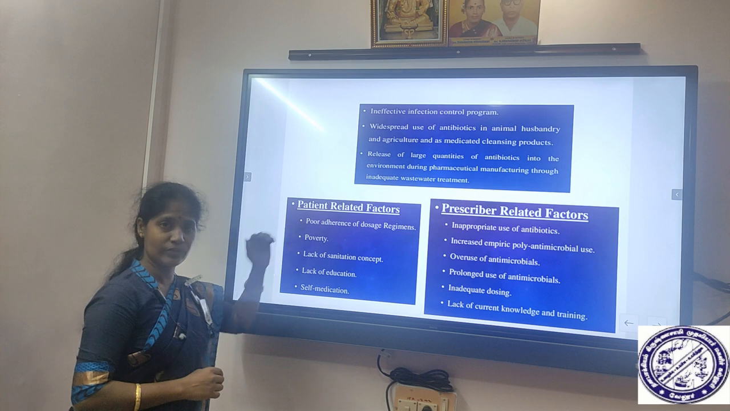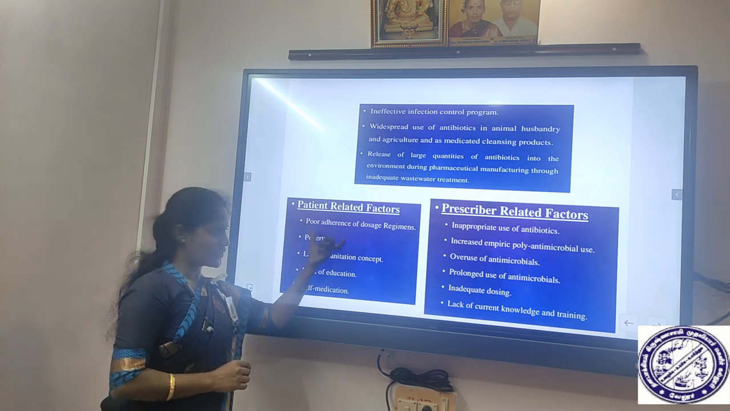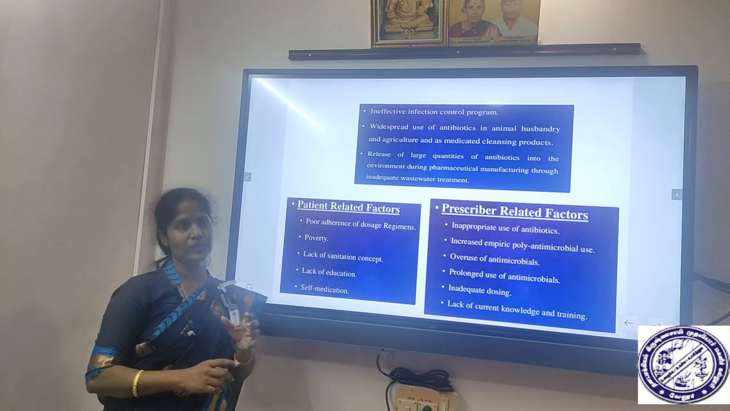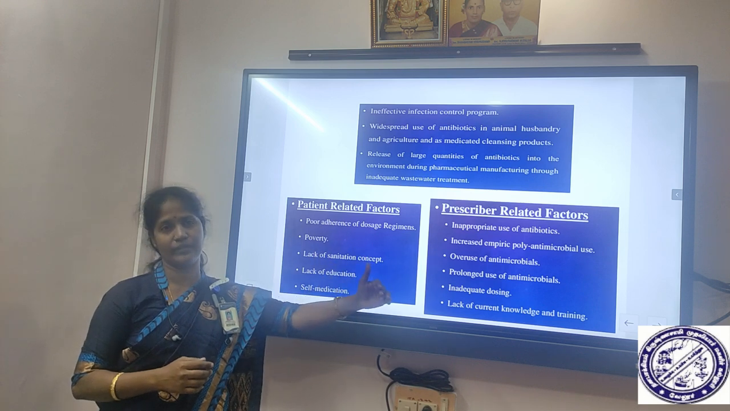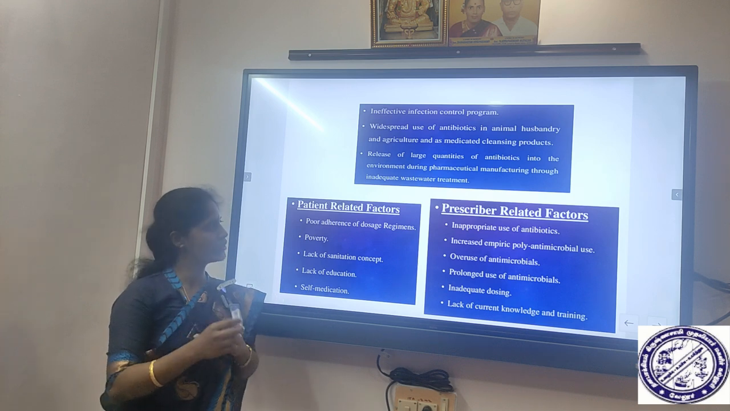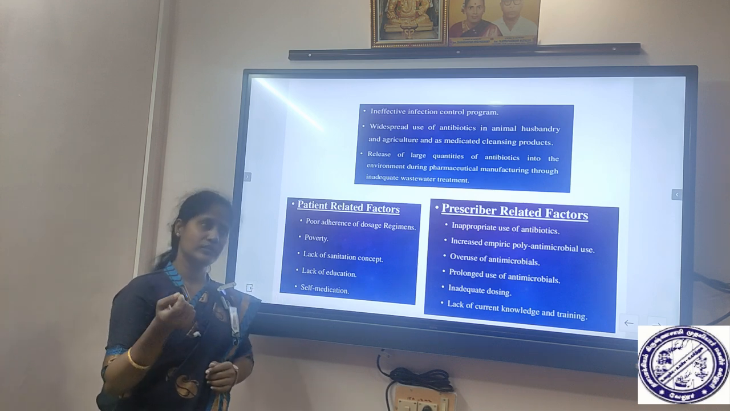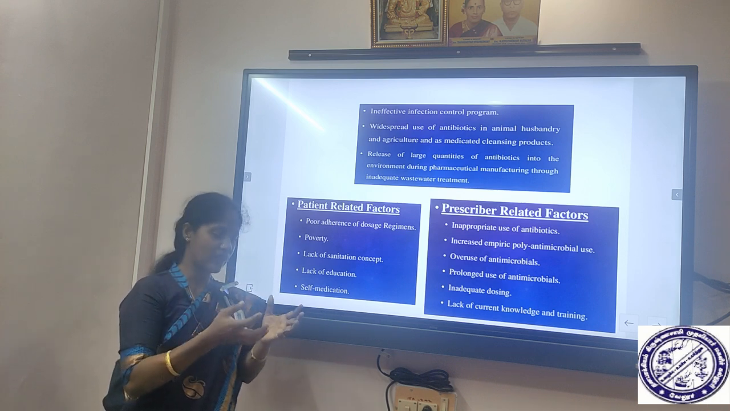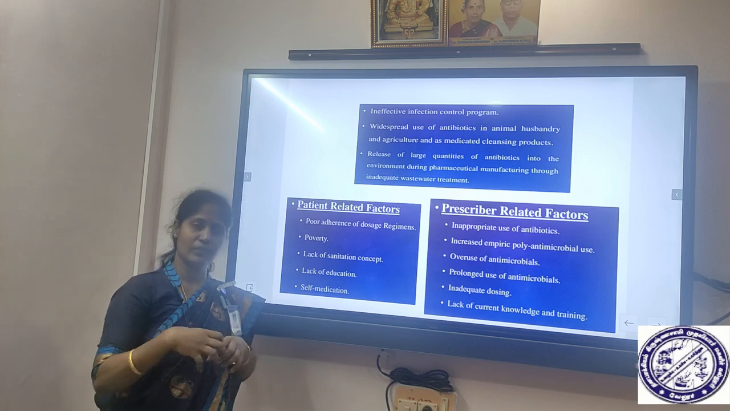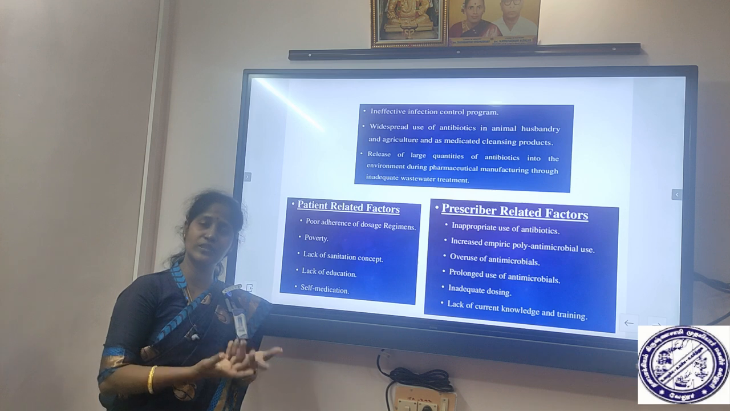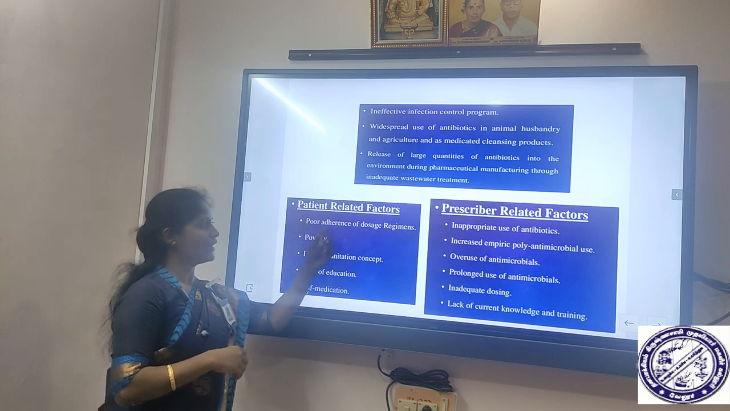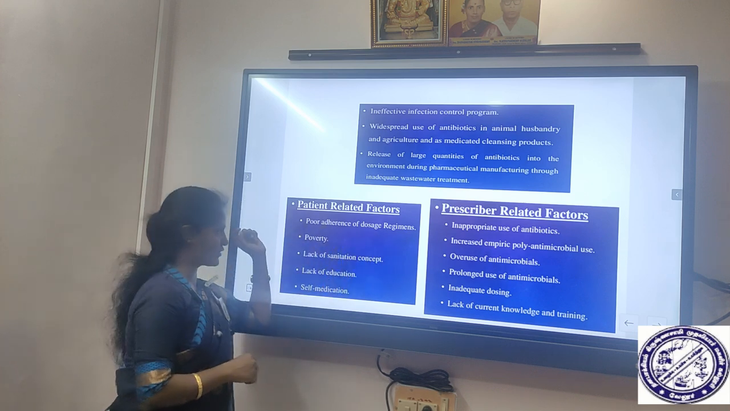And coming to the patient related factors, here the patient may have poor adherence to the dosage regimen. So the doctor will say you have to take 500 milligram, or better you can go for 750 milligram, like that. That is called the dosage regimen. Some patients cannot adhere to that dosage because they feel bowel irritation, or severe stomach pain, vomiting, nausea. So poor adherence to the dosage regimen is one of the main factors.